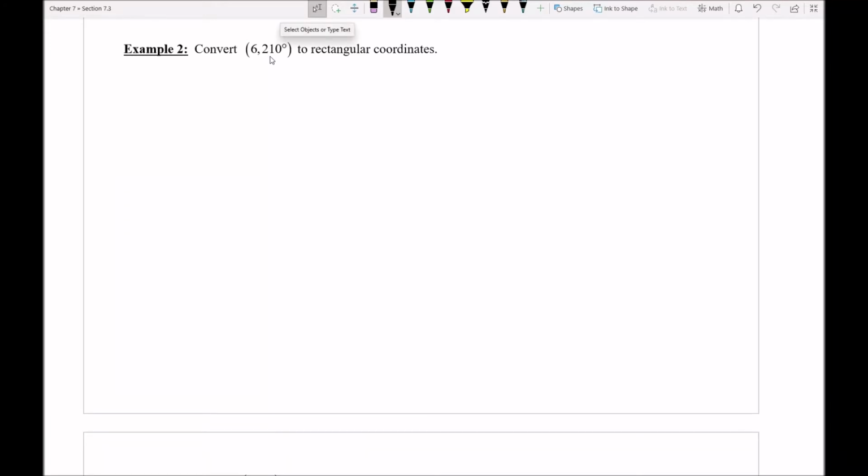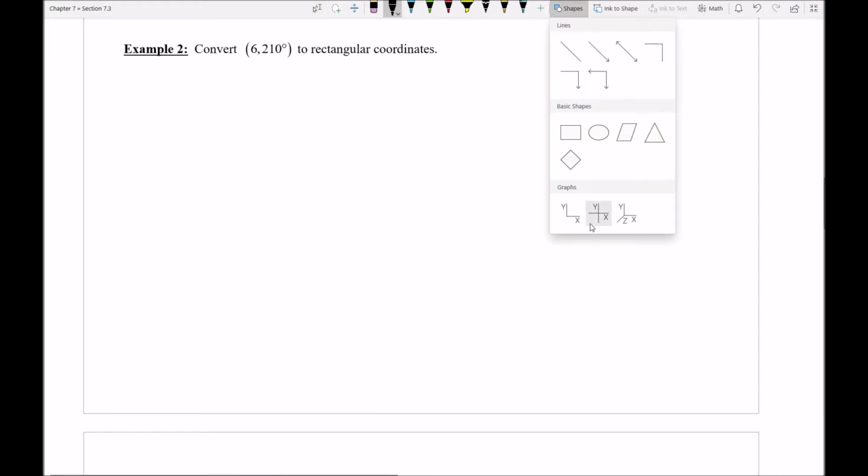Now let's take a look at example 2. I want to convert this particular point to rectangular coordinates. I know that this is obviously a point that's in polar coordinates because the second item listed in this point is actually given as an angle. So I'm going to go ahead and first try to figure out exactly where this point is located.